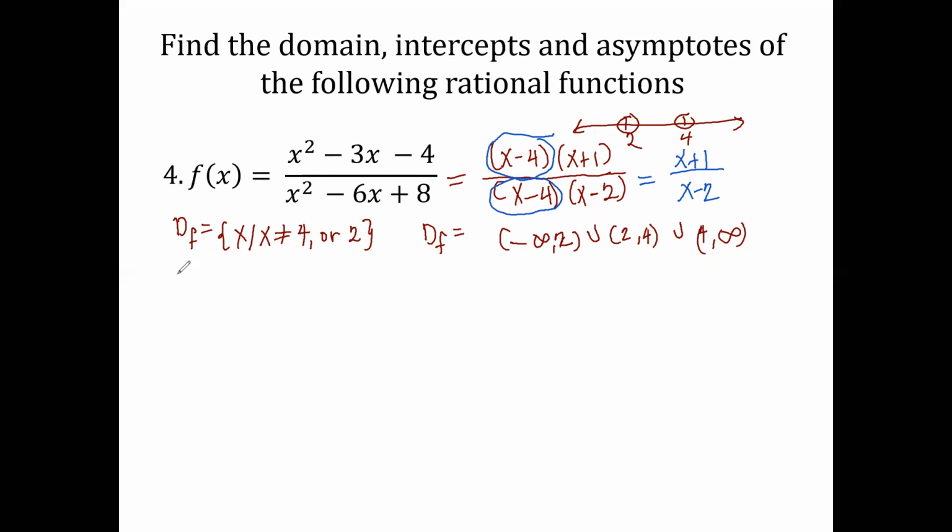So intercepts. What is our x-intercept or y-intercept? For the y-intercept, we let x be 0. You just have negative 1/2, substituting 0. So (0, negative 1/2). For the x-intercept, equate the numerator to 0. So you have negative 1. So (negative 1, 0).